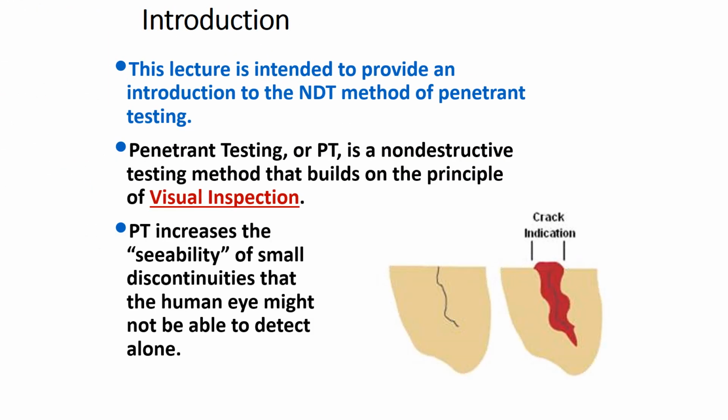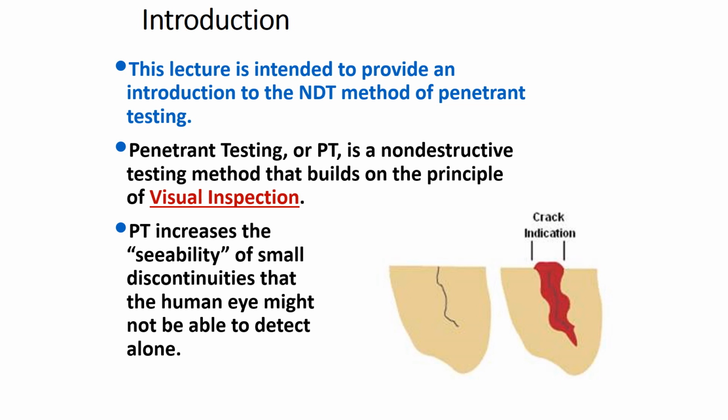Now, just compare these two figures. This is a crack. This crack is of some micron level, having some micron level width. Now you can see this is the crack indication, the apparent width of the crack indication after penetrant testing. It means the width of the crack increases. You can say the apparent width of the crack increases after the application of penetrant, and this is the seeability.